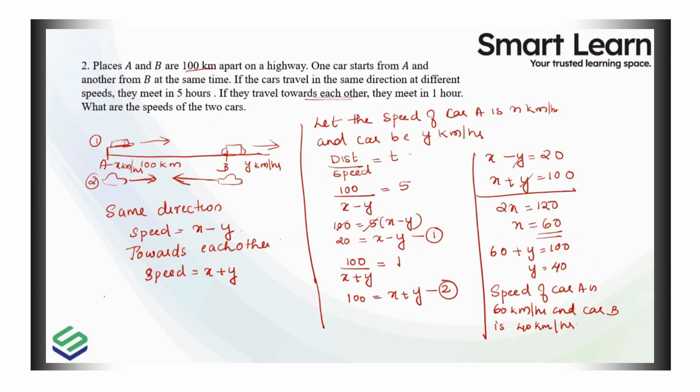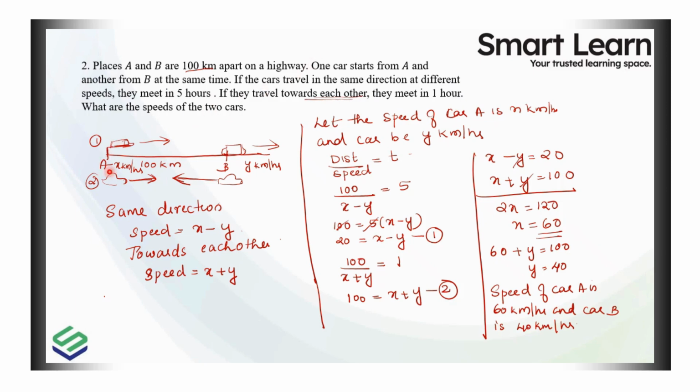Now, next is an extra question. Okay, this is very important. Okay children, this is always a repeated one. Places A and B are 100 km apart. One car starts from A, another from B at the same time. If the cars travel in the same direction at different speeds, they meet in 5 hours. If they travel towards each other, they meet in 1 hour. What are the speeds of the two cars?